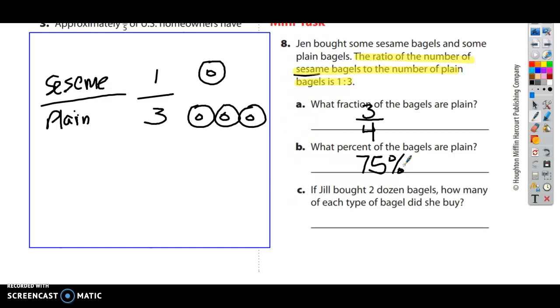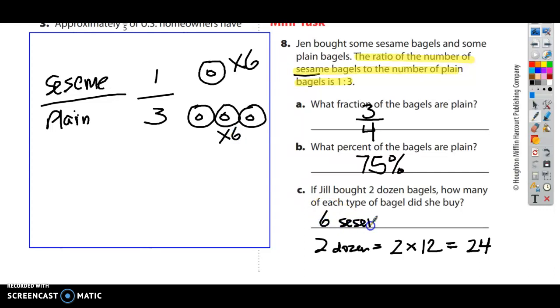Well, how much is 2 dozen? 2 dozen is 2 times 12. 1 dozen is 12, so 2 dozen is 2 times 12, that's 24. What do I need to do with these numbers right here to make them become 24? Well, right now there's 1, 2, 3, 4. So what would you need to multiply? You need to multiply by 6. 4 times 6 is 24. So if I do this times 6, it would be a total of 6. And if I do this times 6, it would be a total of 18. So I'm going to have 6 sesame and 18 plain.